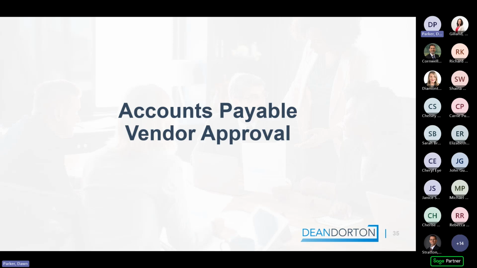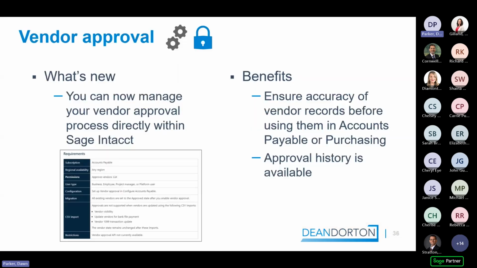Okay, the next three features that we're going to talk about, we're going to go through pretty quickly in the slideshow, and then we're going to jump into a live demo. The first one is vendors payable, vendor approval. You can now approve your vendors prior to using them. It allows you to manage that vendor approval process, and that ensures accuracy of vendor records before using them in accounts payable and purchasing, and that approval history is available.